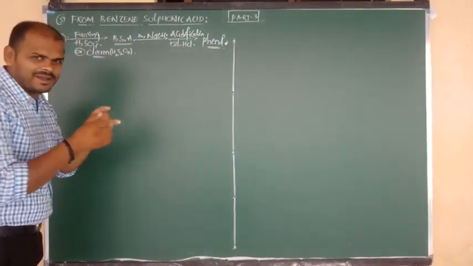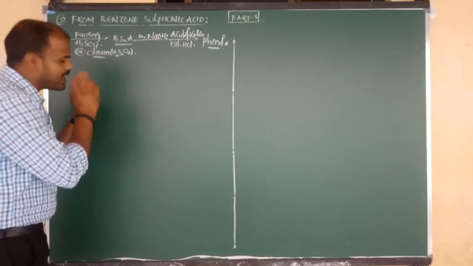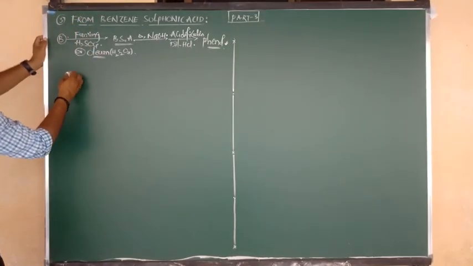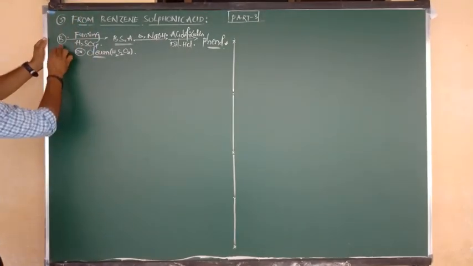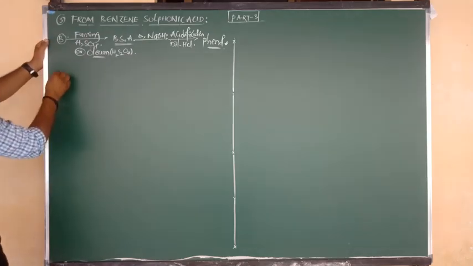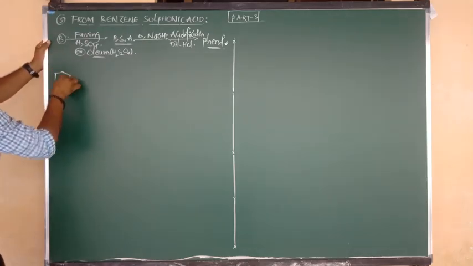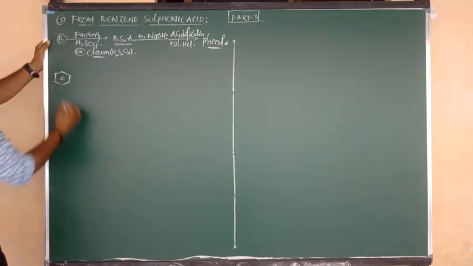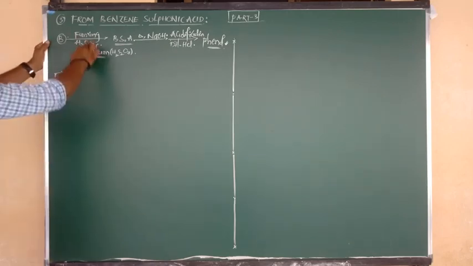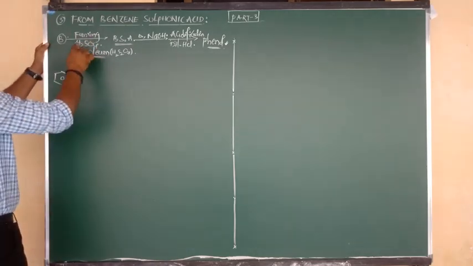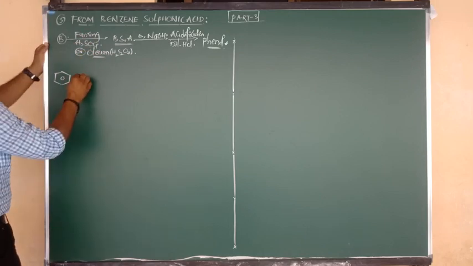So for the statement, now I am going to show you the reaction. First we will consider benzene. I have taken benzene here, which undergoes reaction with fuming sulfuric acid. The formula is H2SO4.